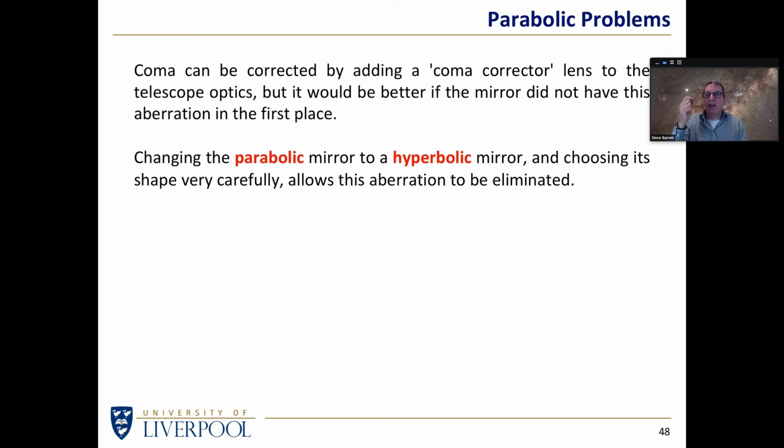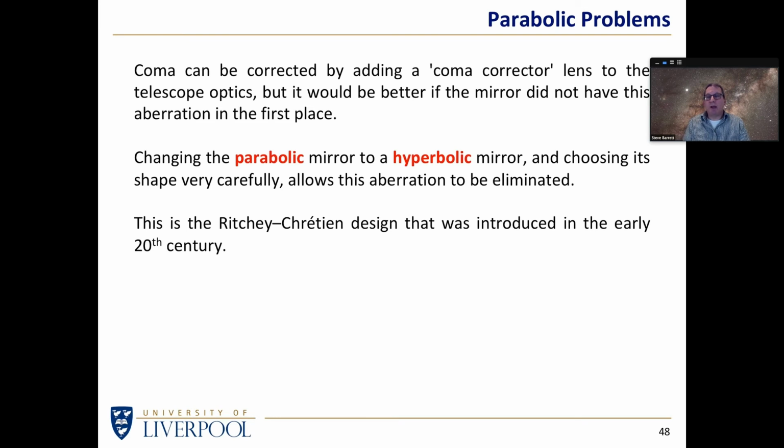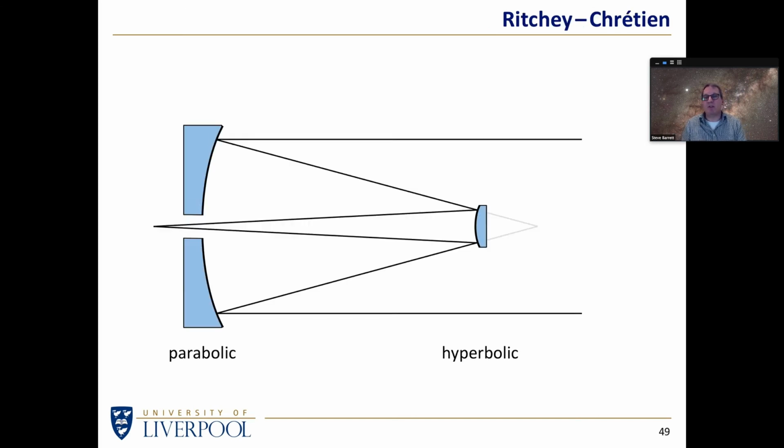And one option is not to use a parabolic mirror, but to change to a hyperbolic mirror. Remember, a hyperbola can be thought of as a sort of parabola, but just a little bit flatter. That's one way of thinking about a hyperbola. You do have to make it very carefully, but if you do correctly make your hyperbolic mirror the right shape, it will eliminate the aberration that we're talking about. And one classic example of that is the so-called Ritchey-Chrétien design that was introduced in the early 20th century.